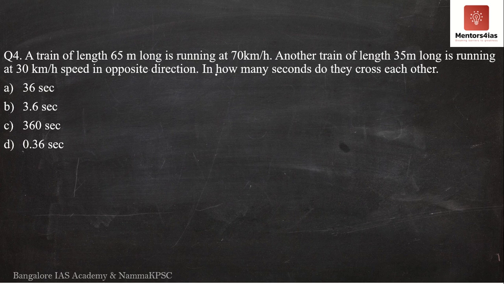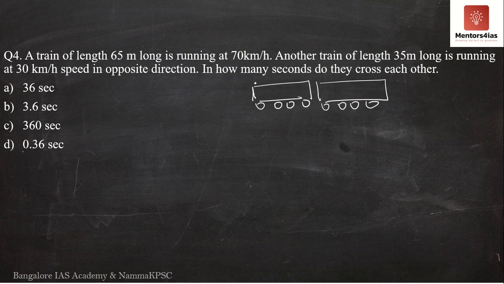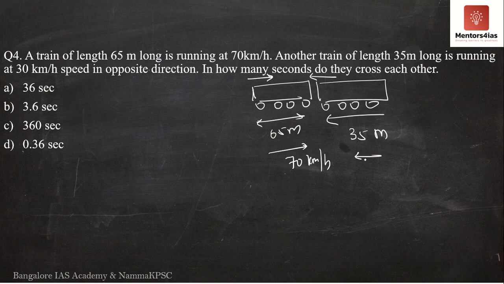So what is the question now saying? There are two trains, and they are moving in opposite directions. One train is of length 65 meters, which is running at a speed of 70 kilometers per hour. The other train is of length 35 meters, which is running at a speed of 30 kilometers per hour in the opposite direction. So in how many seconds do they cross each other?